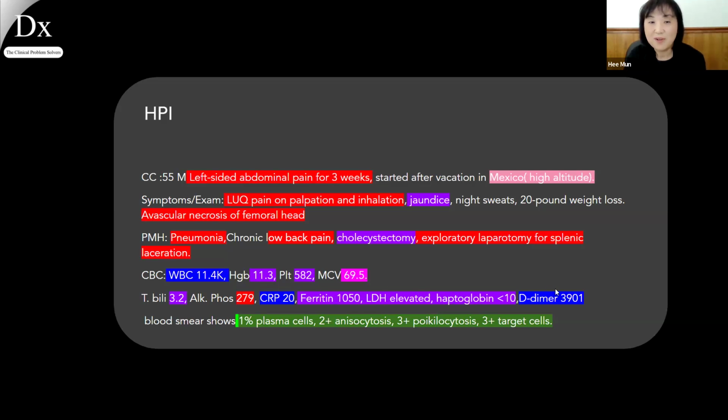And LDH and haptoglobin changes could be caused by the hemolysis. And D-dimer is 3,901 because sickle cell disease has a risk of deep vein thrombosis or pulmonary embolism because of hypercoagulability. So the blood smear, I explained it to you guys, so you guys remember that.